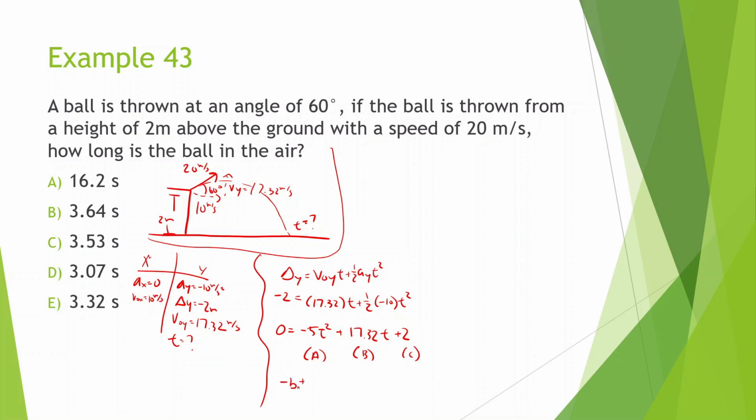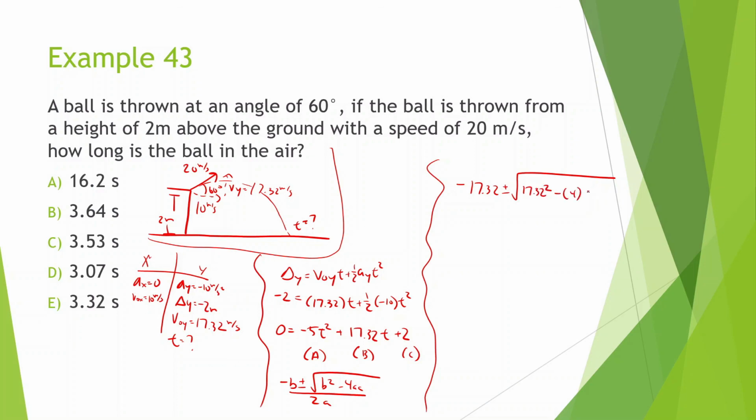Then we should know negative b plus or minus the square root of b squared minus 4ac, over 2a, is the quadratic formula. Hopefully you guys just have a graphing calculator so you can plug these things in. But let's see how far we get. So negative b, negative 17.32, plus or minus the square root of b squared, which is 17.32 squared, minus 4a, which is -5, c, which is 2, divided by 2 times -5. And let's see what the time we get is. I'm going to put this all into my calculator in one shot, but try to take your time with it.